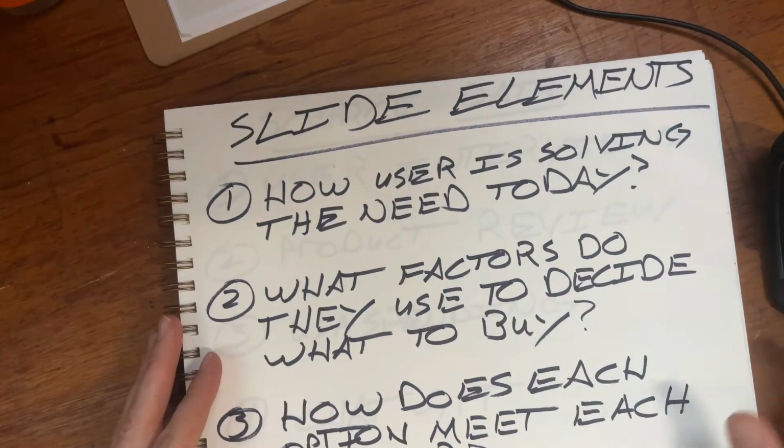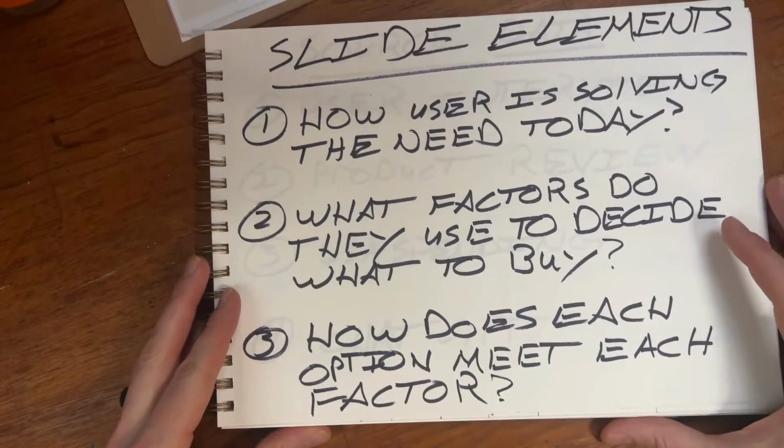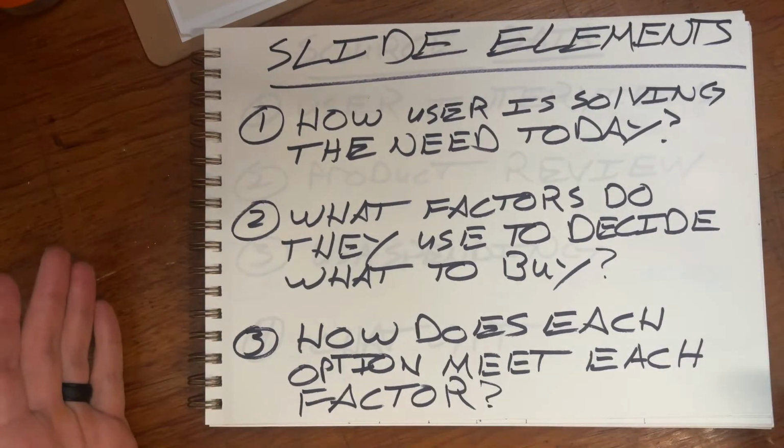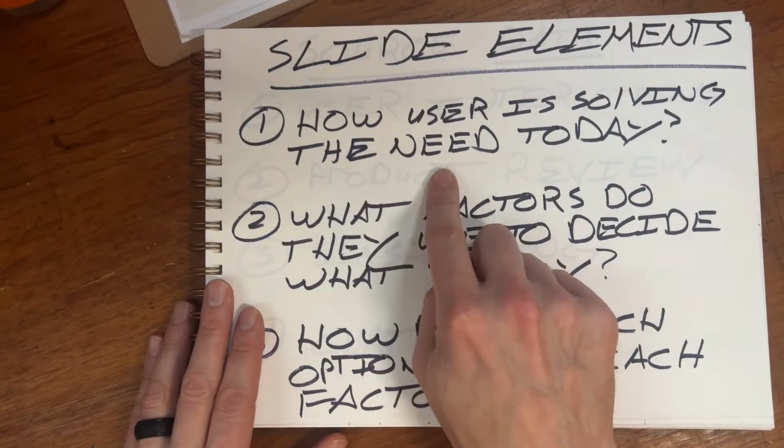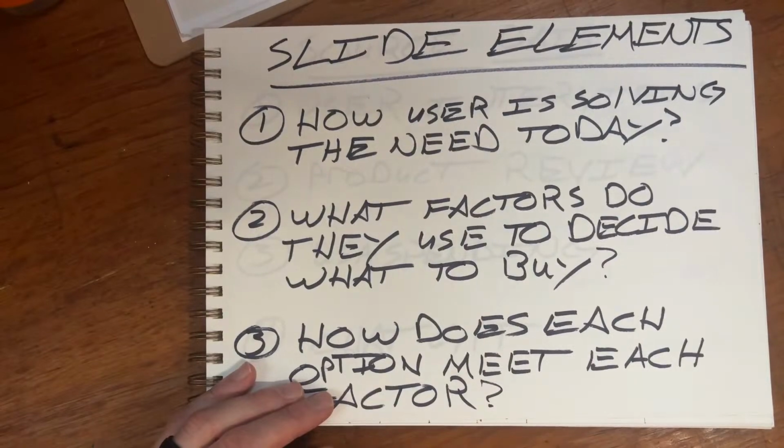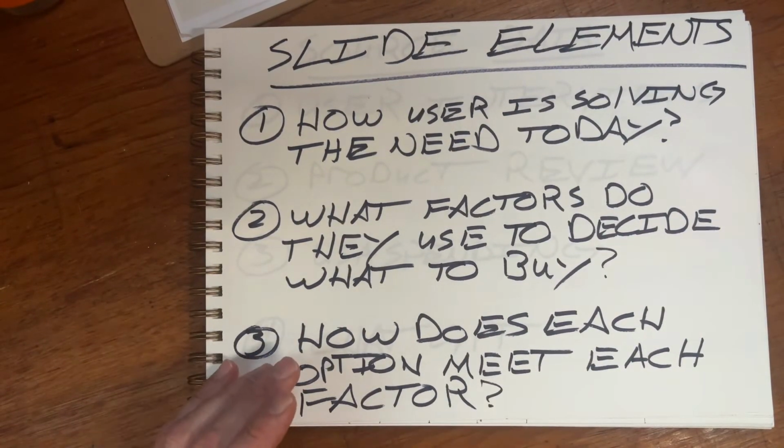All right. So here's what I think should be on every competitor slide. Slide elements. Number one is, how are users solving the need today? And I want to be really clear about what I mean by this.